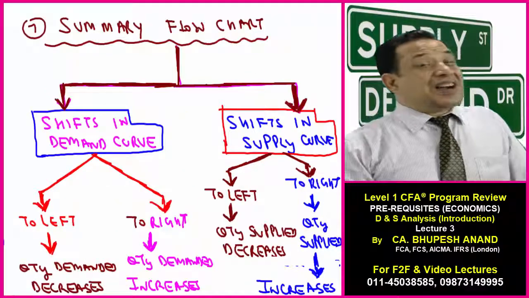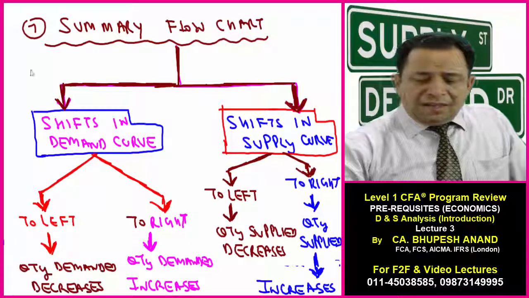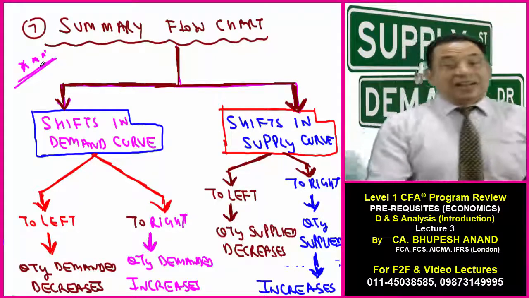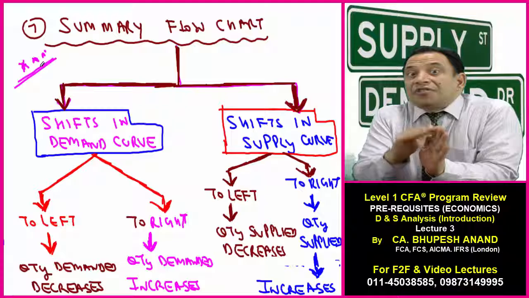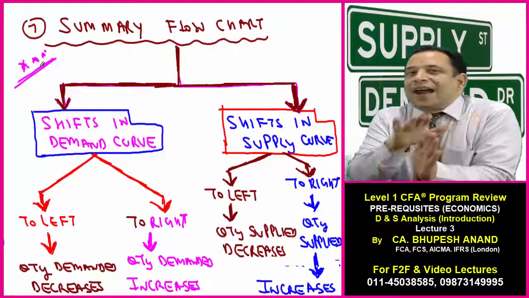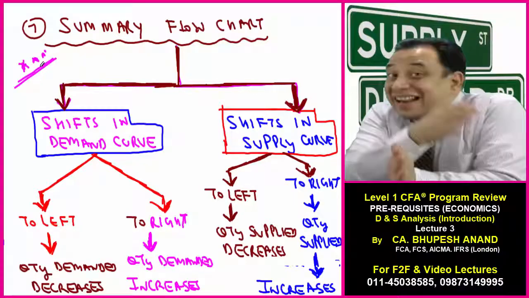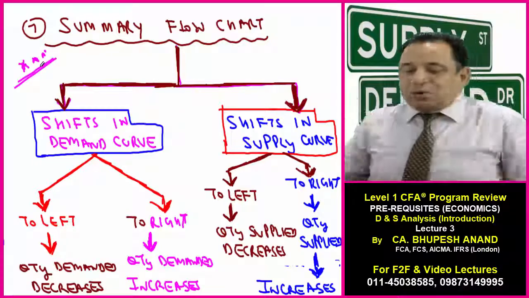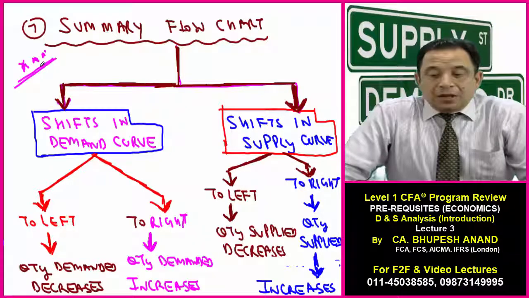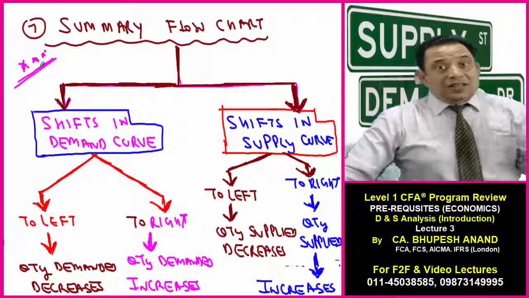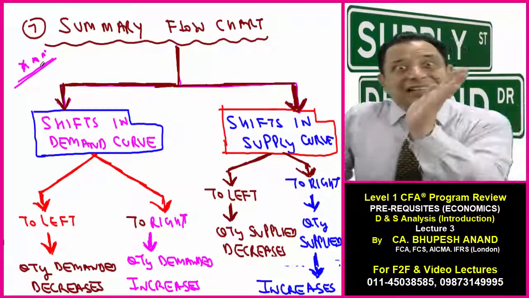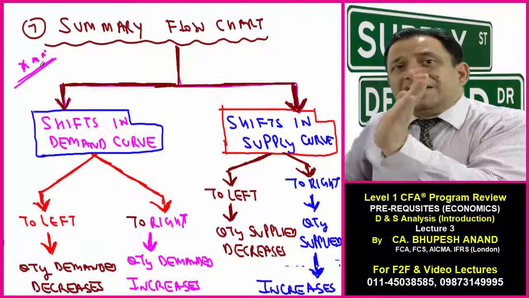Now this last chart is most important. I will give 5 stars to this seventh point, because this is a summary chart of the meaning of a shift to the right and to the left of the demand curve, and to the right and left of the supply curve. I have prepared a flowchart for you, a whole summary of the 5 or 7 pages in the CFA curriculum. If there is a shift in the demand curve towards the left, it means there is a decrease in demand. If there is a shift towards the right, as can be seen from the graph, it means demand has increased.